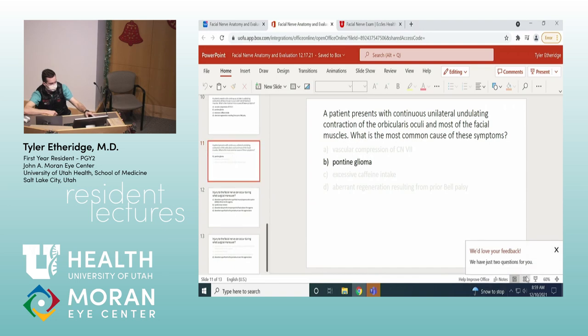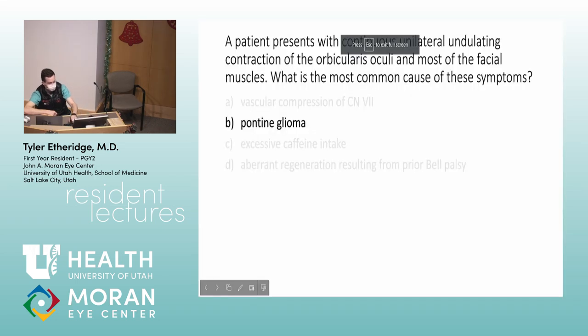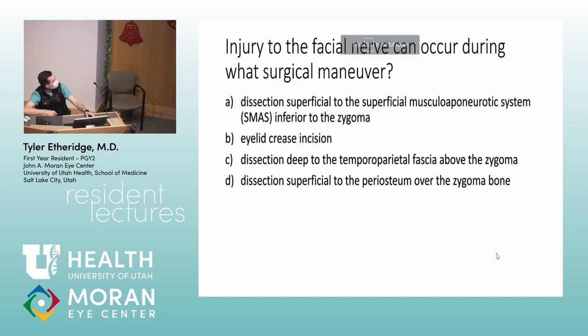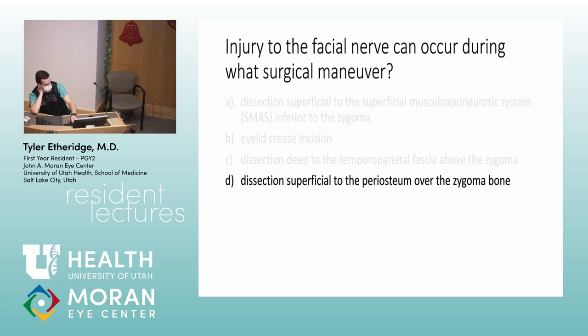And then last one, injury to the facial nerve can occur during what surgical maneuver? Dissection of the SMAS inferior to the zygoma, an eyelid crease incision, dissection deep to the temporal parietal fascia above the zygoma, or dissection superficial to the periosteum of the zygoma bone. Yeah, it's the periosteum over the zygoma bone.